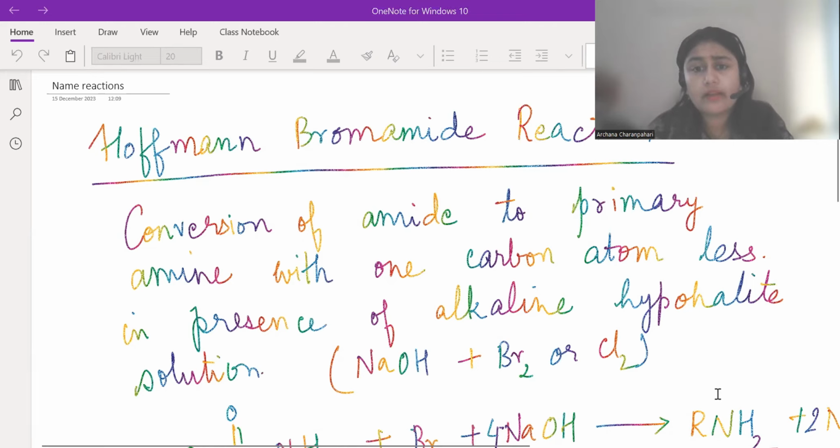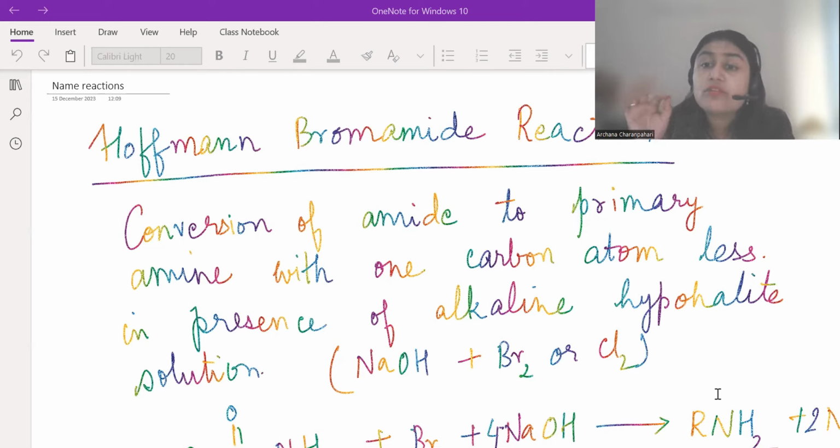So, Hoffmann Bromamide reaction is a very, very important reaction. Why? Because it involves the conversion of amide to primary amine. But the most important tip in this is with one carbon less. So if you want to decrease the length of the carbon chain, beginning with amide and converting it into amine, this is a very typical or characteristic reaction. So let's see what this Hoffmann Bromamide reaction is.